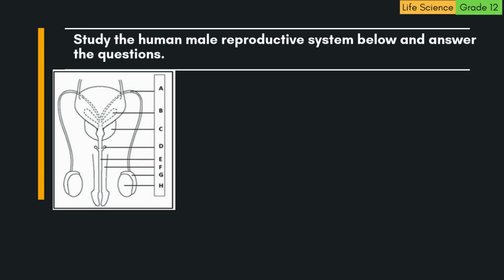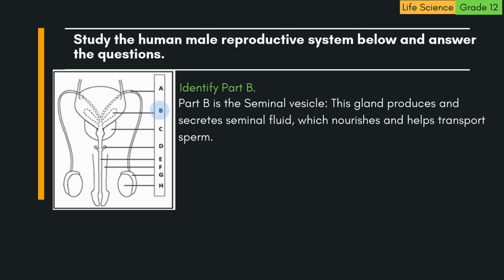Study the human male reproductive system below and answer the questions. Question. Identify Part B. Part B is the seminal vesicle. This gland produces and secretes seminal fluid, which nourishes and helps transport sperm.